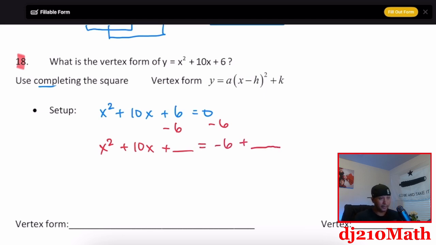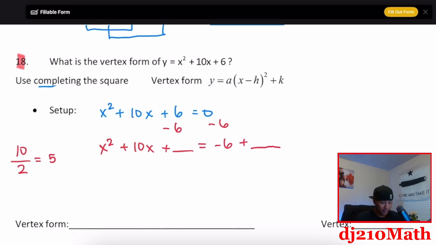And again, plus a blank. I put these two blanks here because it's an equation. It's a balancing act. If I add something to one side, I have to add it to the other side to keep the scales equal, right? So the question is, what do I add? Well, let's think about this for just a moment. I got to take half. So the process goes, you take half of the b value. B is 10. So if I take half of 10, I get 5.